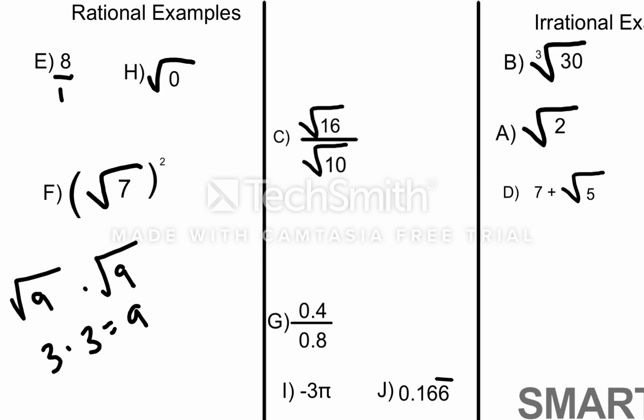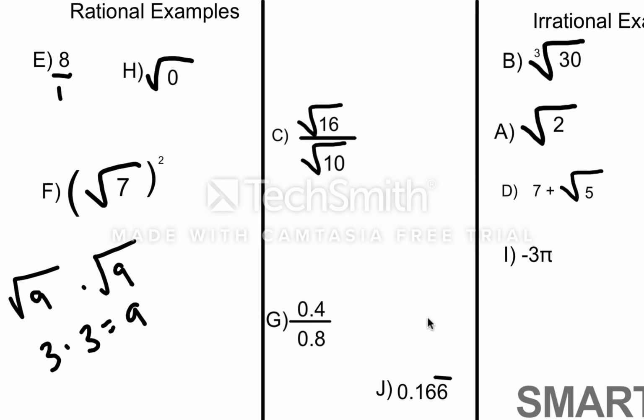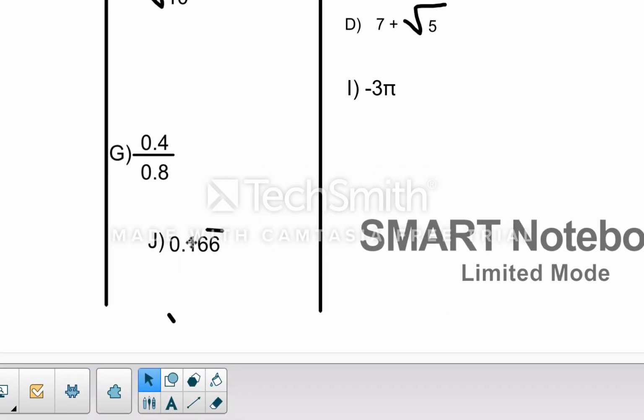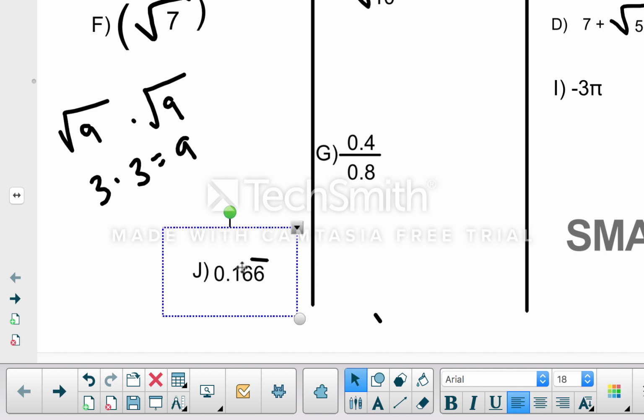The next pick, the fourth pick for the irrational team, is going to be simply negative 3 pi. As soon as they see pi, they know they want that player on their team. Pi is an irrational number. And rational numbers, again, is going to follow suit with an easy rational number.